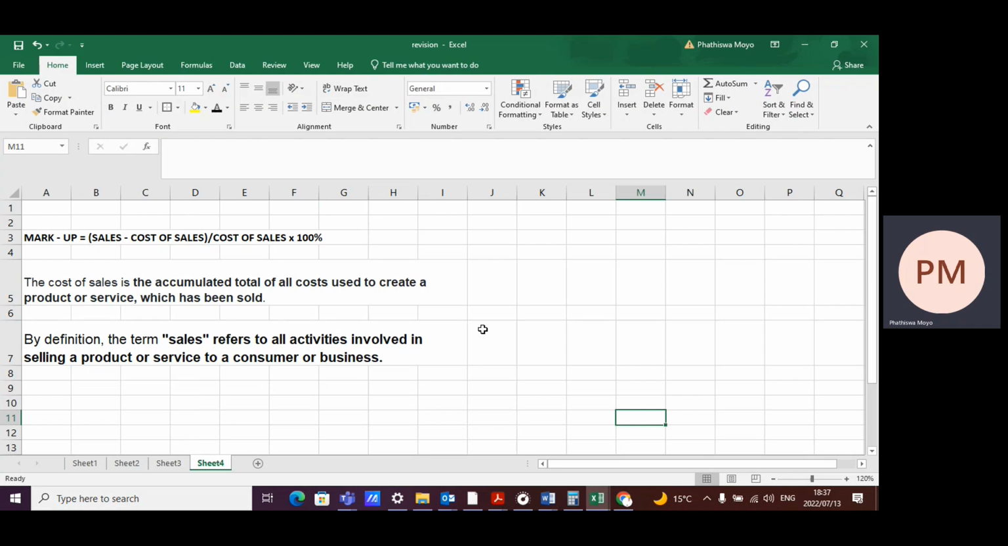I am back. So now we're going to calculate the markup. Remember in the previous example we used when I was trying to explain cost of sales and sales. Now we need to apply the definition. Cost of sales is the accumulated total of all costs used to create a product or service which has been sold. So it is the total cost that has been accumulated to create a product or a service.